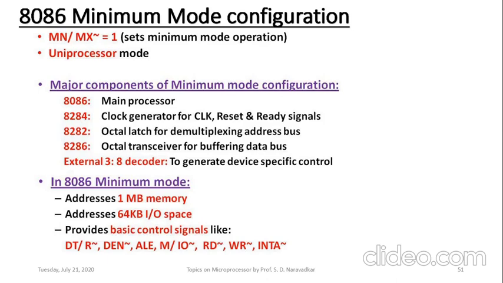Then in minimum mode configuration, the processor directly supports the basic control signals. It provides basic control signals like data transmit/receive bar, DT/R bar, then data enable bar, DEN bar, then address latch enable, ALE, then M/IO bar, memory IO bar, then read bar, RD bar, then write bar, WR bar, and then INTA bar signal. All these signals will be given by the processor itself. And now we will see that particular design here.